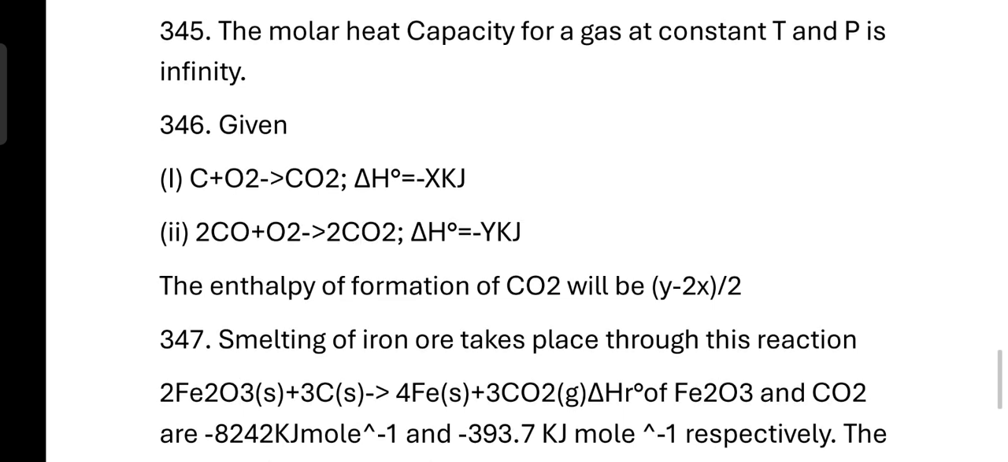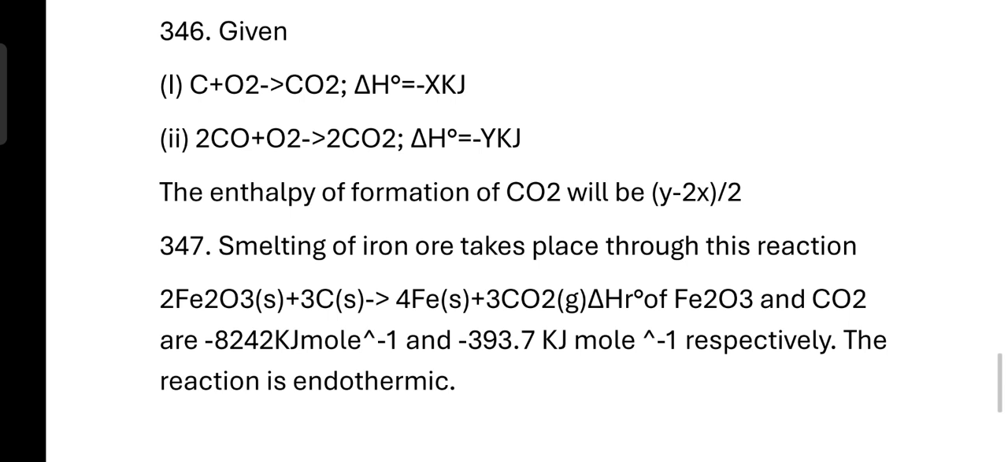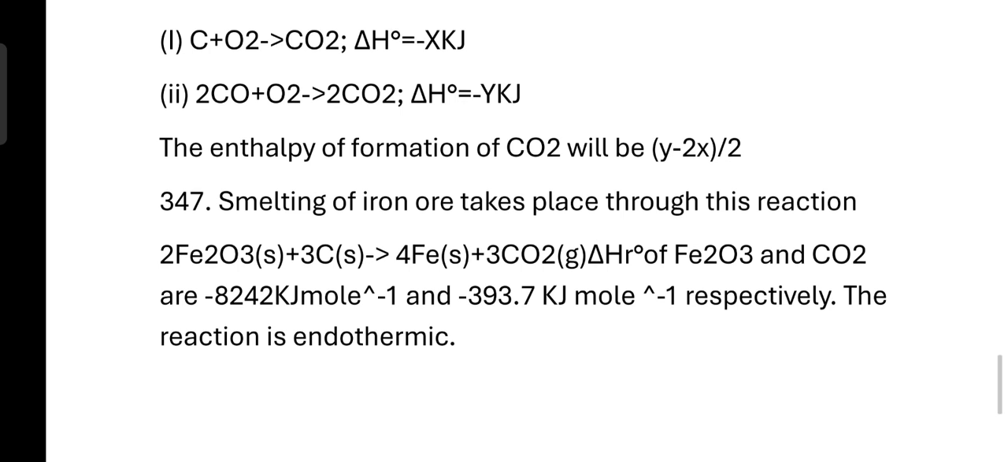Given C plus O2 gives CO2, delta H degree is equal to minus x kJ. 2CO plus O2 gives 2CO2, delta H degree is equal to minus y kJ. The enthalpy of formation of CO will be (y minus 2x) by 2.